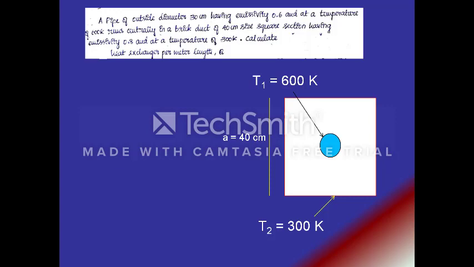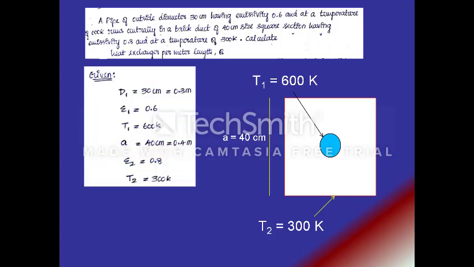We can treat this problem like a concentric cylinder problem. Instead of a cylinder in the outer portion, we have a square duct. Only the surface area will be different. Otherwise, the procedure is the same as what we used for concentric cylinders or concentric spheres. So, what is given in the problem?